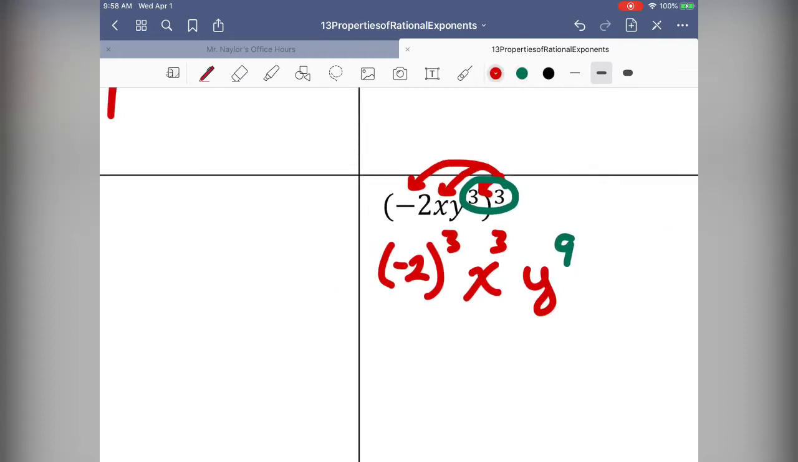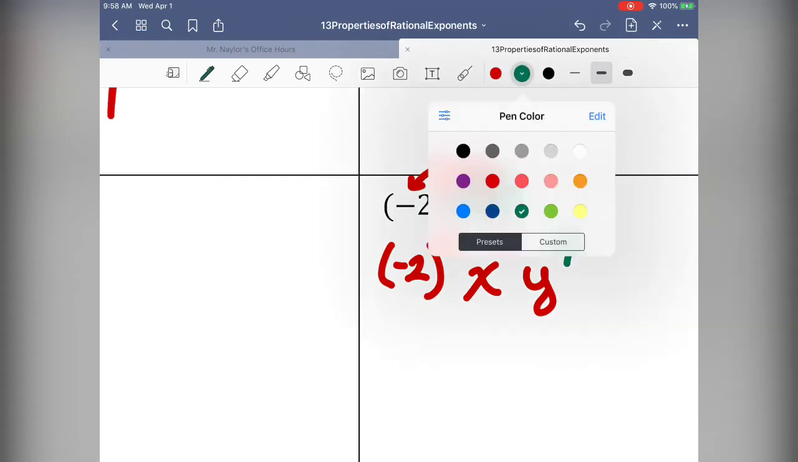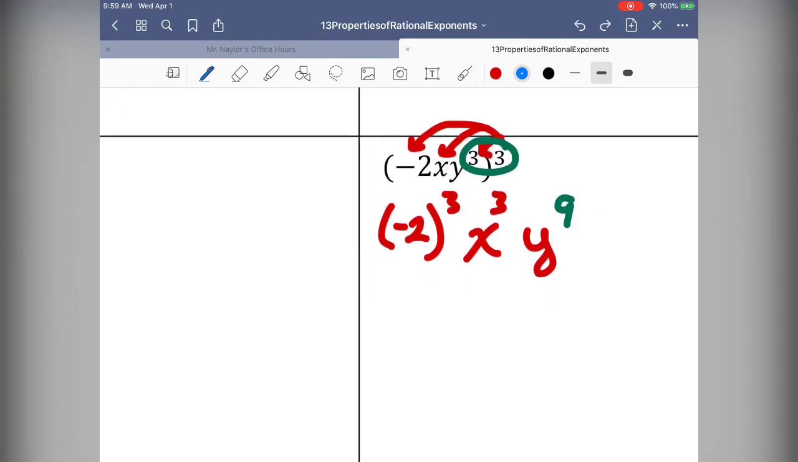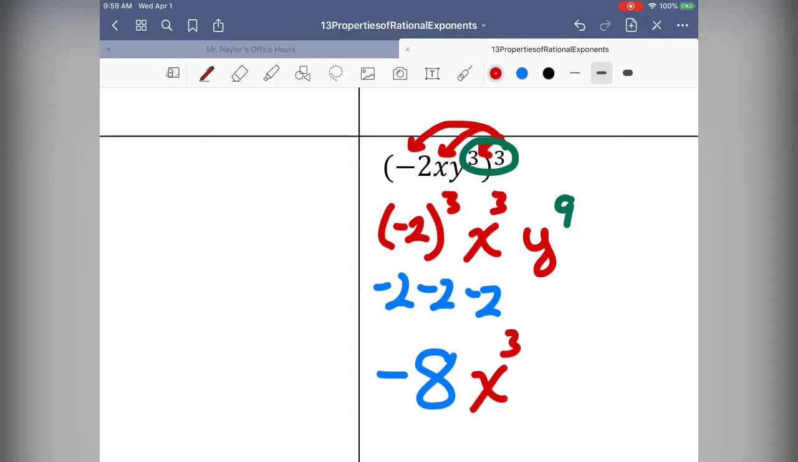Now, -2 to the 3rd power. Be careful, that's not -6, but it's -2 times -2 times -2. Well, -2 times -2 times -2 is actually -8. Still have our x to the 3rd, and of course we got this y to the 9th.